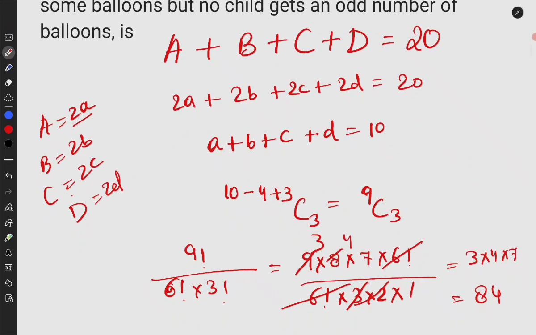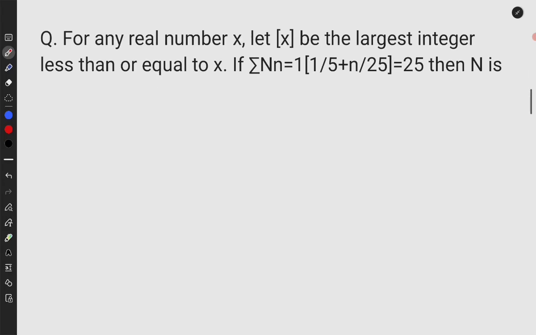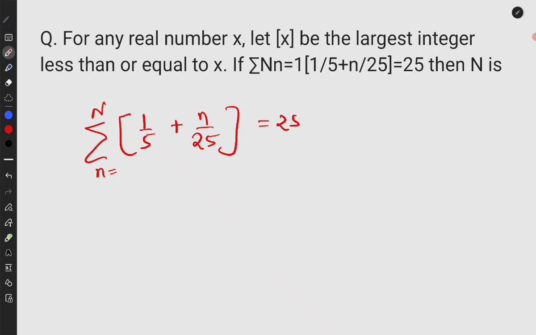Alright, now let's see the next question. Question number 3. For any real number x, let floor of x be the largest integer less than or equal to x. And I think this would be equal to something like this: floor of 1/5 plus n/25 will be equal to 25. Now we have to determine what is the value n could go up to.